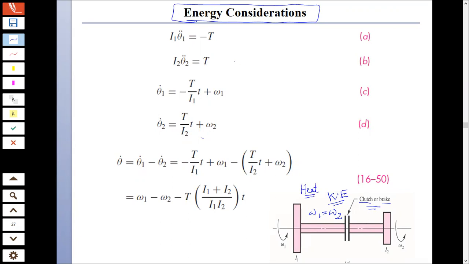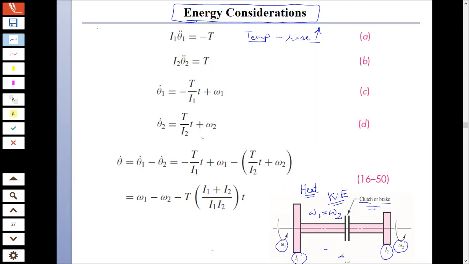So initially, if we have some temperature of the brake or the clutch, this temperature is going to rise up, right? Now, let's say in this figure, this is omega 1 and this is inertia I1, inertia I2, and this mass is rotating at omega 2.